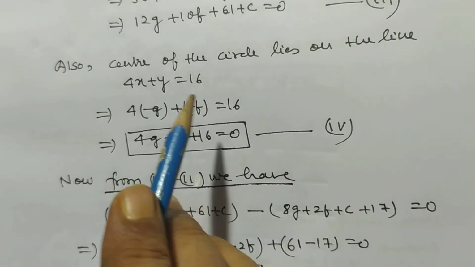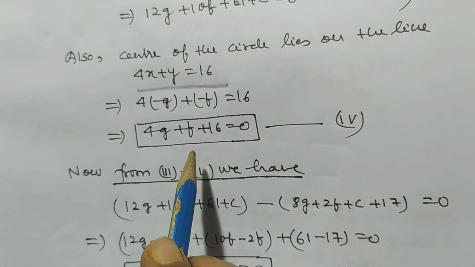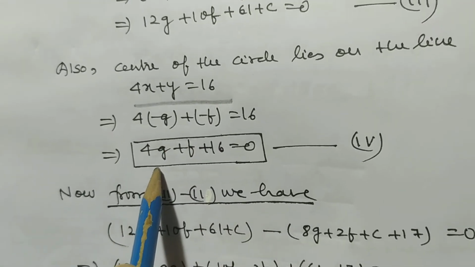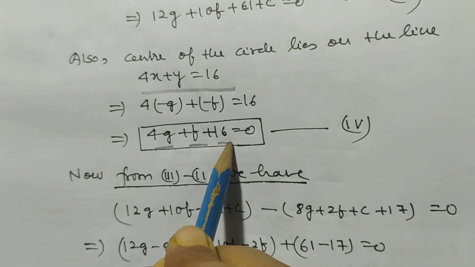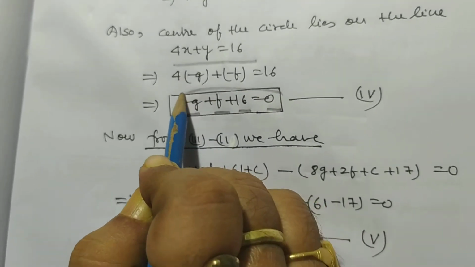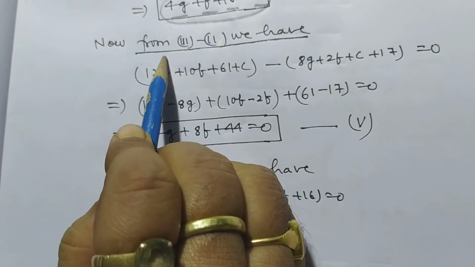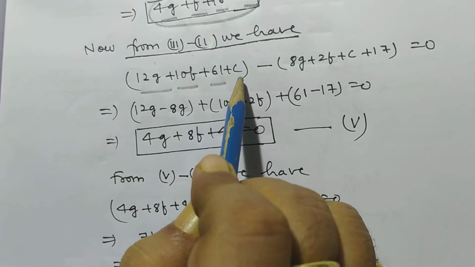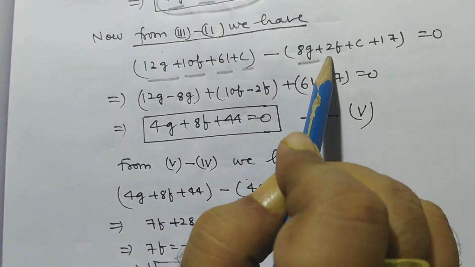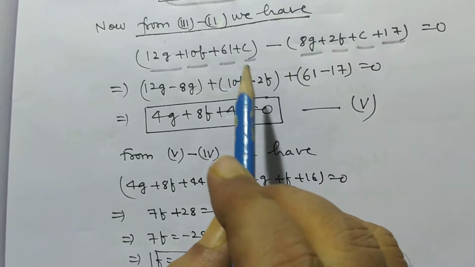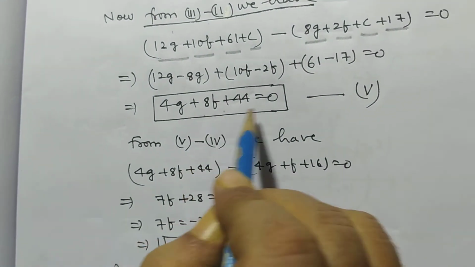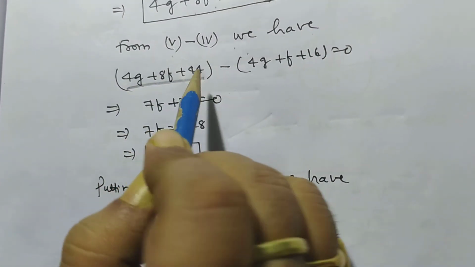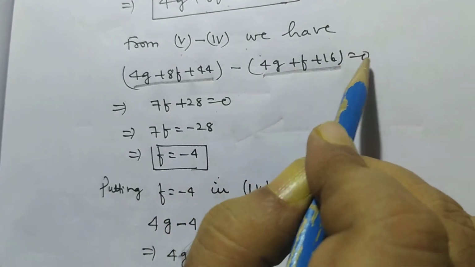Also the center of the circle lies on the line 4x plus y is equal to 16, and the center of the circle is (minus g, minus f). So we have the equation 4g plus f plus 16 is equal to 0. Now from equation 3 minus equation 2, we have 12g plus 10f plus 61 plus c minus (8g plus 2f plus c plus 17). After solving we have 4g plus 8f plus 44 is equal to 0. From 5 minus 4, we have 4g plus 8f plus 44, and 4g plus f plus 16 is equal to 0.